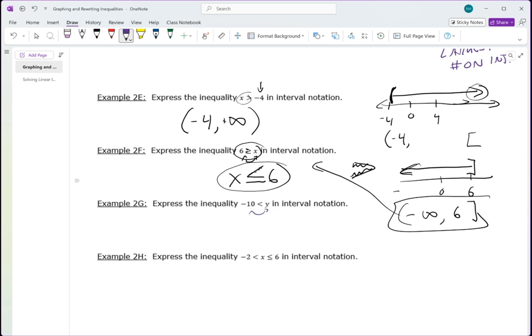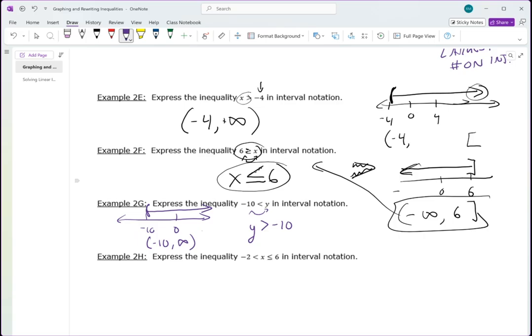Here I'm going to flip these around again. So that's going to be y is greater than negative 10. Negative 10 would be somewhere here. I'm going to go off to the right because it's bigger than. So this is what my interval notation is going to look like.